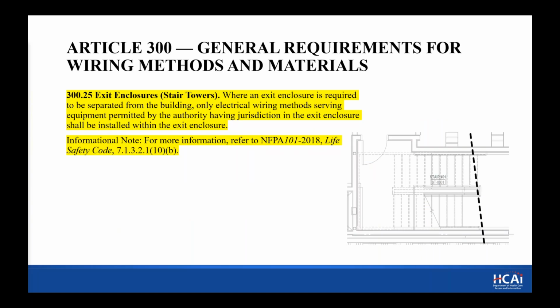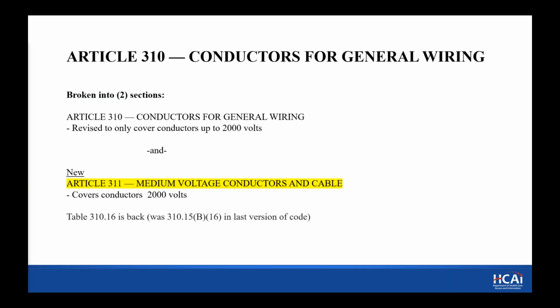Article 300, exit enclosures. Where an exit enclosure is required to be separated from the building, only electric wiring methods serving equipment permitted by the authority having jurisdiction in the exit enclosure shall be installed. So typically you'll see egress lighting in stair enclosures, and we would generally require that penetration occurs once, and that all of the wiring for the life safety egress lighting in the stairwells rises up vertically inside of the stair enclosure. This is just for your information.